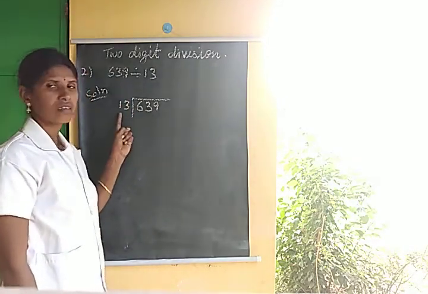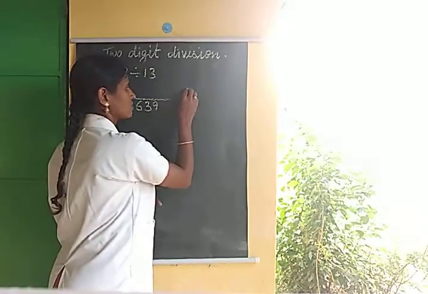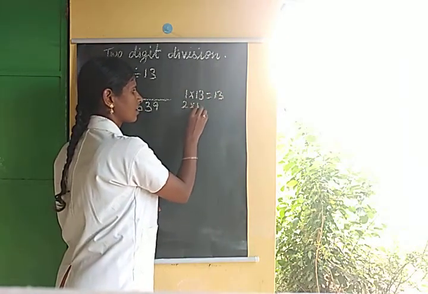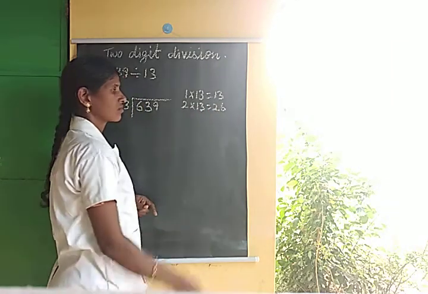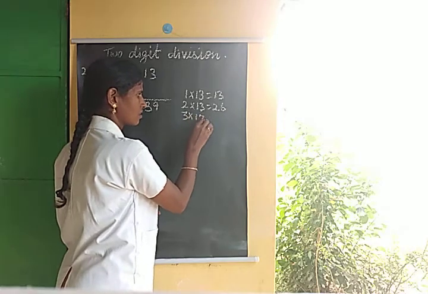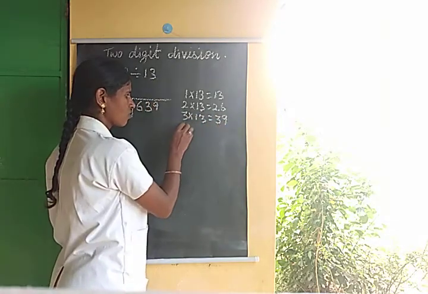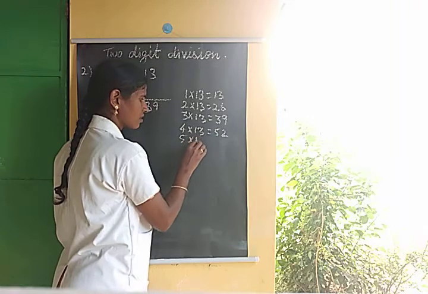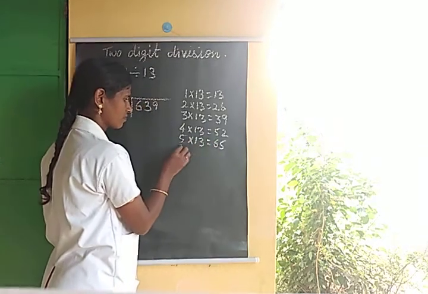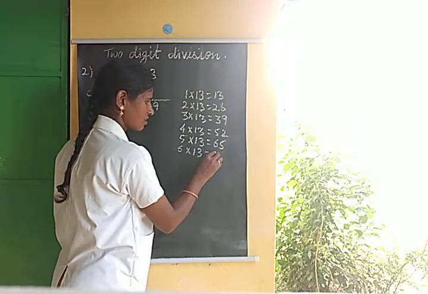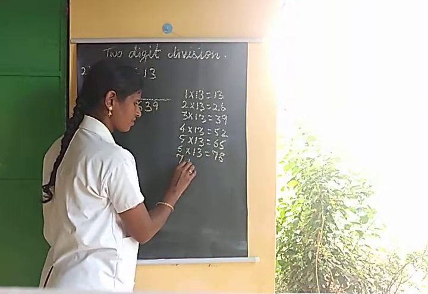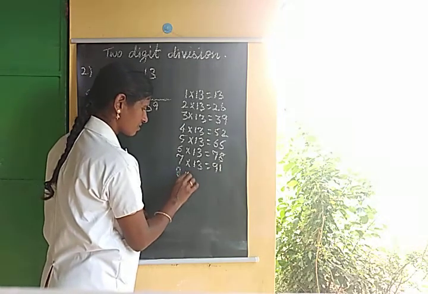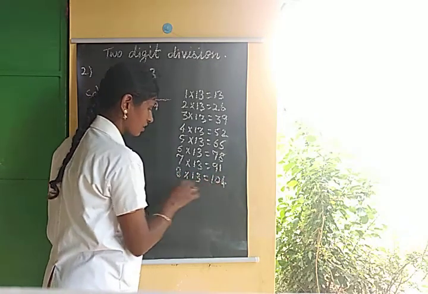Table 13. So write here 1 13 is 13, 2 13s are 26, 3 13s are 39, 4 13s are 52, 5 13s are 65, 6 13s are 78, 7 13s are 91, 8 13s are 104. Up to 8 I stop.